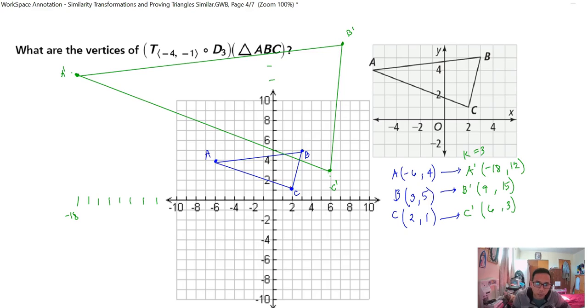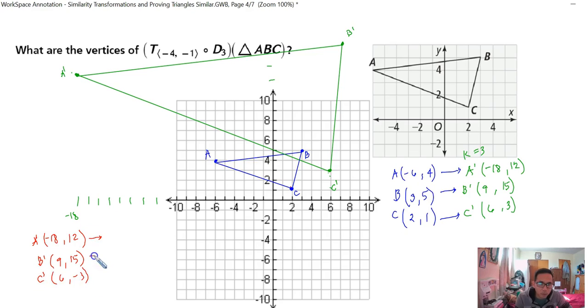Okay, now our image, what are the vertices? So we are going to look at the red color here. So I'll just go red color. So we all know that we have A prime, it's negative 18, and then 12. And then we also have B prime is 9 and then 15. And then C prime would be 6, negative 3.